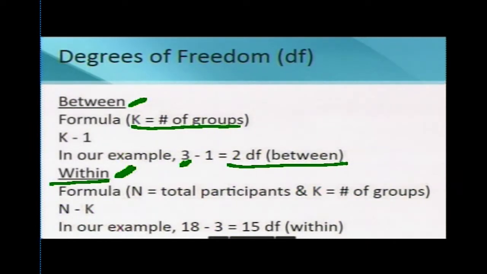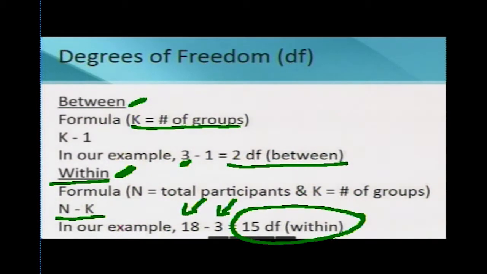So the formula for degrees of freedom within is n minus k. In our example, there were 18 people in our study, and there are 3 groups or 3 locations. So we know that we have 15 degrees of freedom within. So we have 2 results here that matter in terms of the ANOVA.